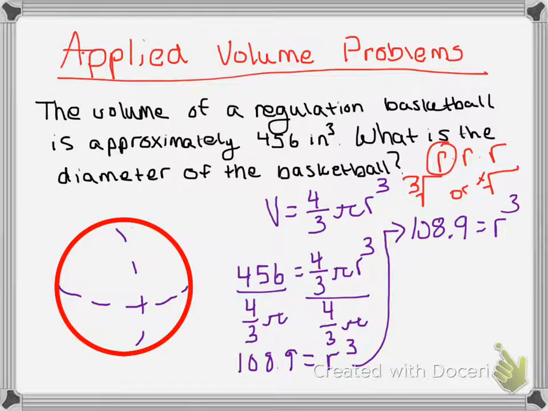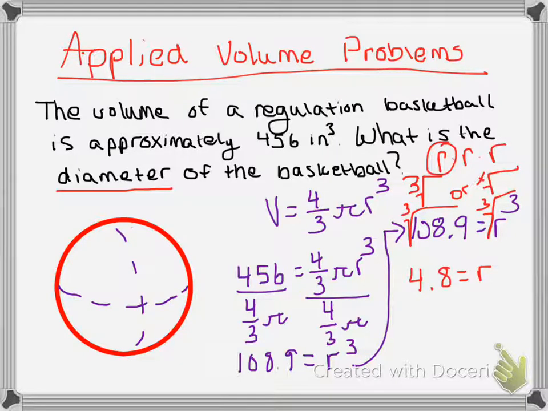Now, my calculator has this 3 button, so I'm going to do the cubed root of 108.9. So cubed root of 108.9 is 4.8. So 4.8 equals r. Well, that was easy. But I haven't answered my question yet.